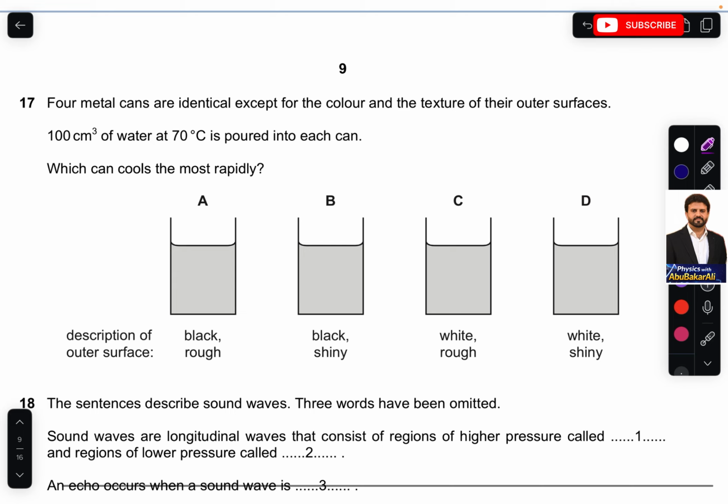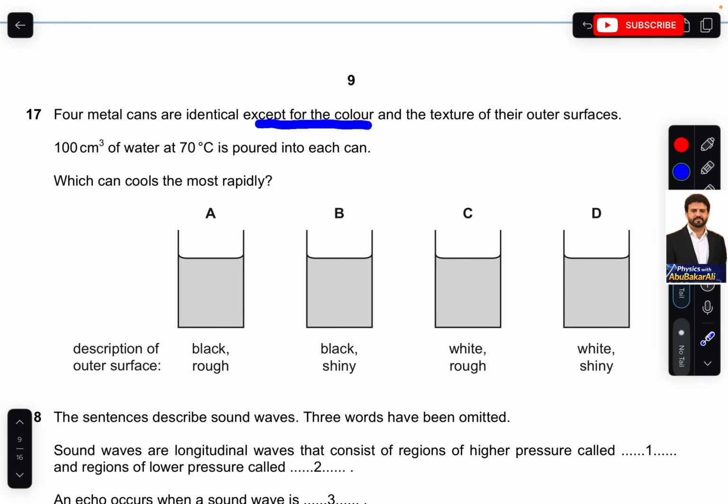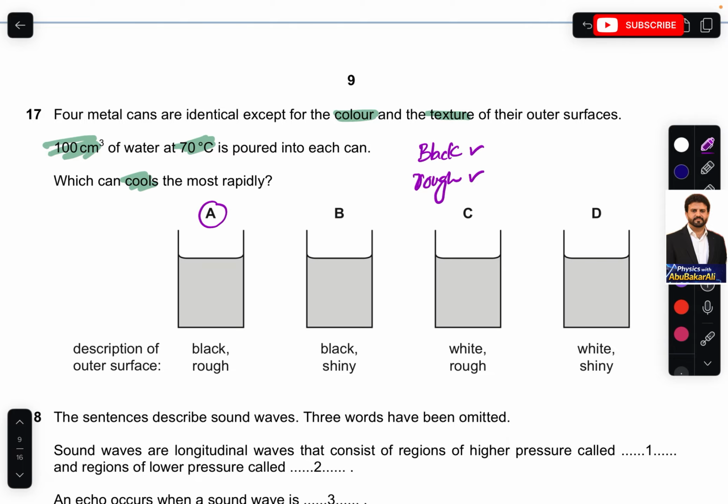In question 17, four metal cans are identical except for the color and the texture. Okay. Color is different, texture is different. 100 centimeter cube of water at 70 degrees Celsius is poured into each can. Which can cools the most rapidly? We know the good absorbers are the good emitters. So black is a good absorber and good emitter, and a dull surface, or you can say rough surface, is a good absorber and good emitter. So it should be black and rough. Okay, it's option A, that is correct.